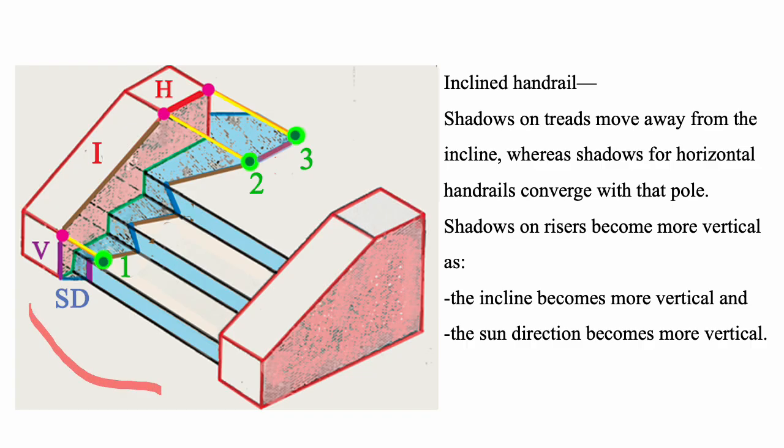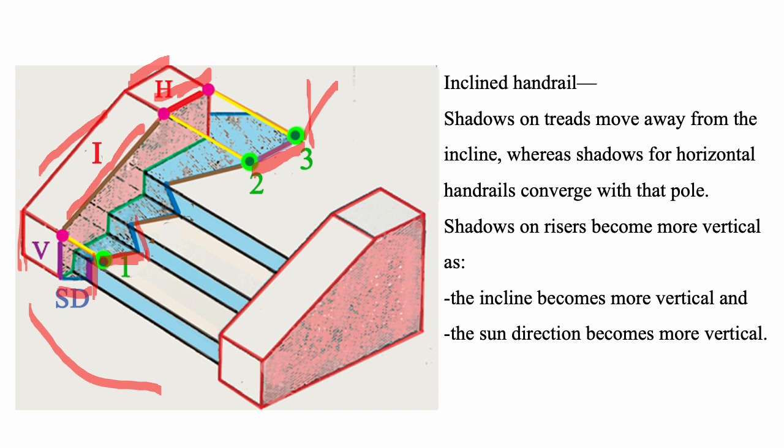Let's use these stairs to summarize my points because it's composed of a vertical handrail, an inclined handrail, and a horizontal handrail. For the vertical handrail, I chose a horizontal shadow direction for horizontal surfaces, and the shadow on the riser is always vertical because it's a vertical surface. For the inclined handrail, shadows on the treads go away from the incline, while shadows on the risers go toward the incline. And for the horizontal handrail, shadows on horizontal surfaces are horizontal or converging, and if we had a vertical surface, the shadow would be diagonal.